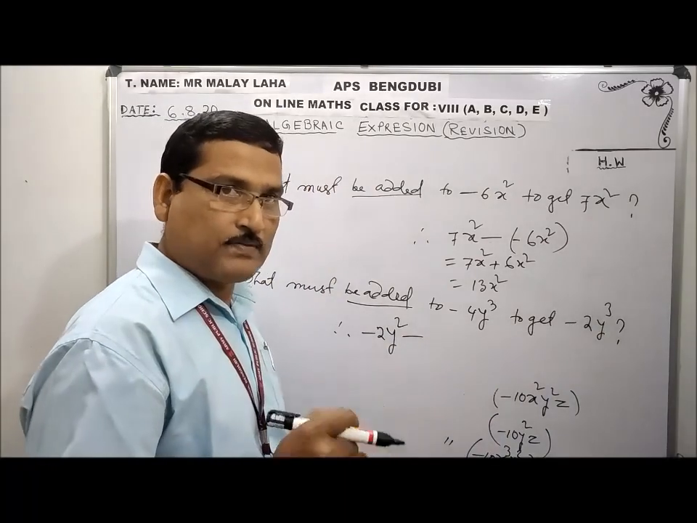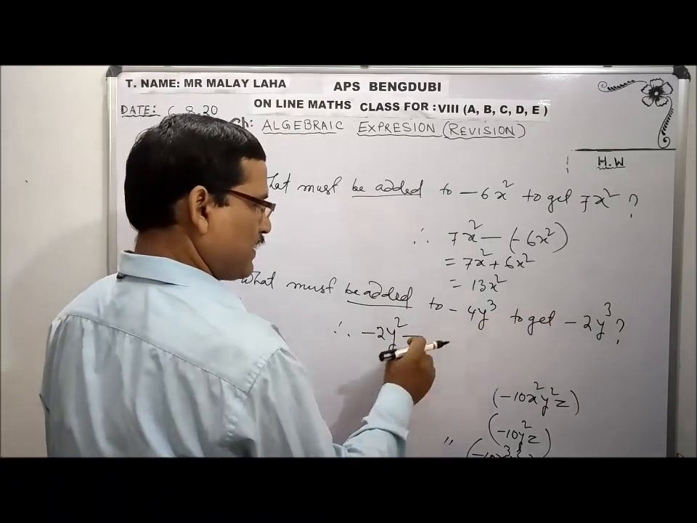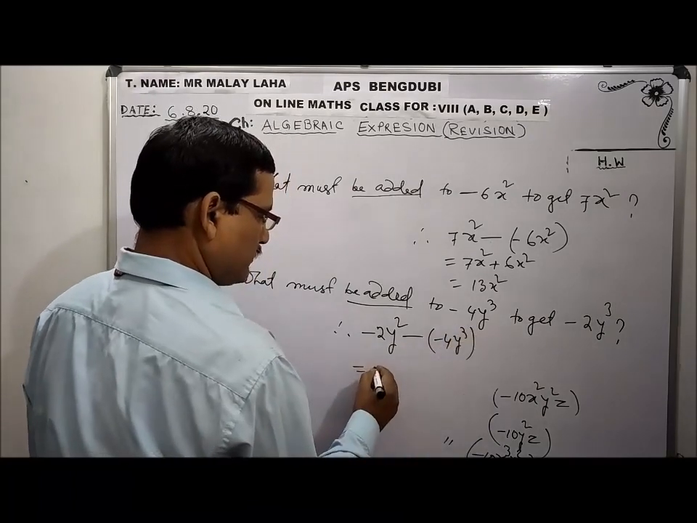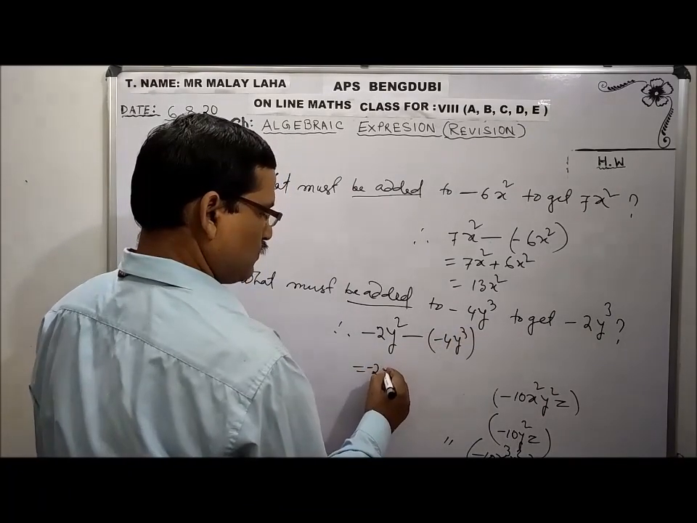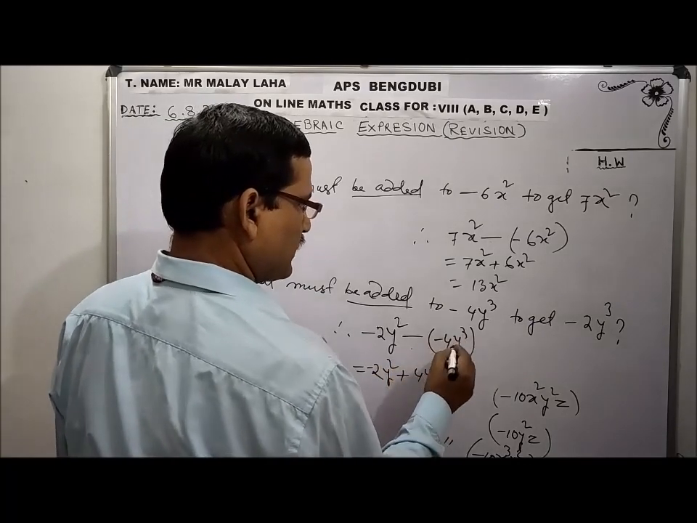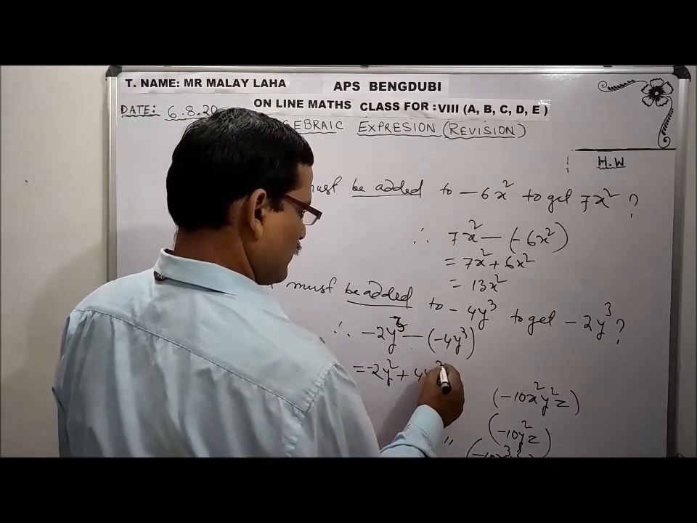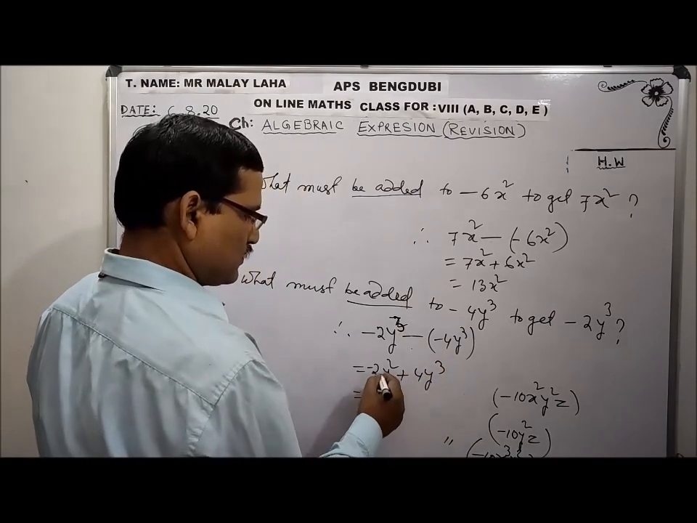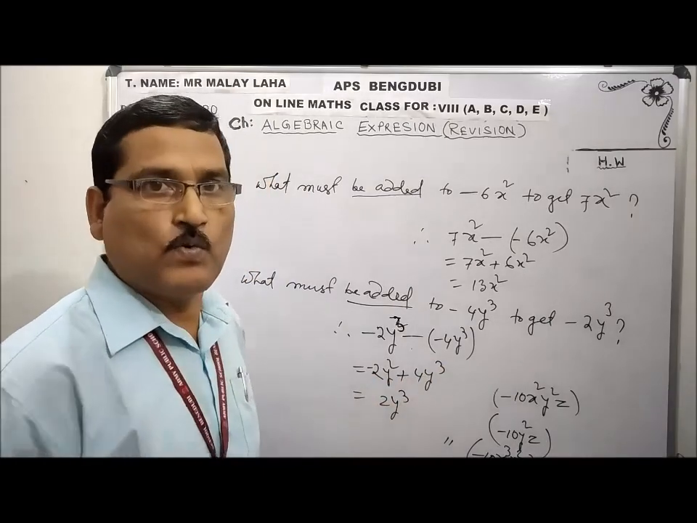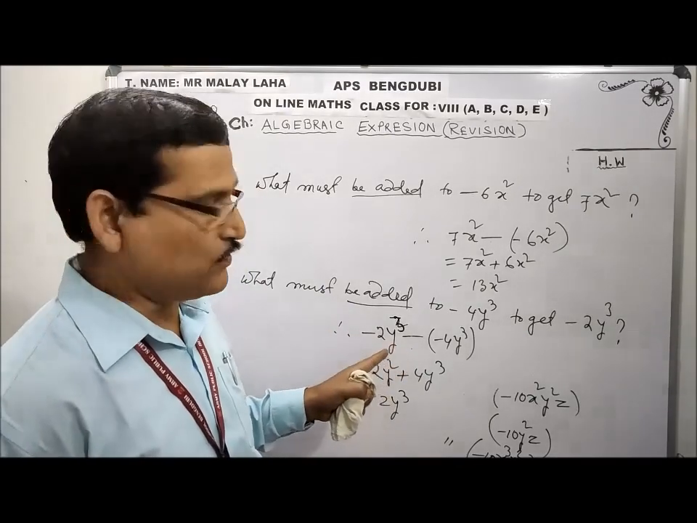This means, what must be added to 5 to get 8? 8 minus 5. Similarly, second number minus first number. The first number is negative, so you have to put it in a bracket. So minus 2y cube minus, in bracket, minus 4y cube. After that, plus, so 4 subtracted from 2 gives 2y cube. Finally, the answer is positive 2y cube that you have to add. What must be added? The answer will be like this.